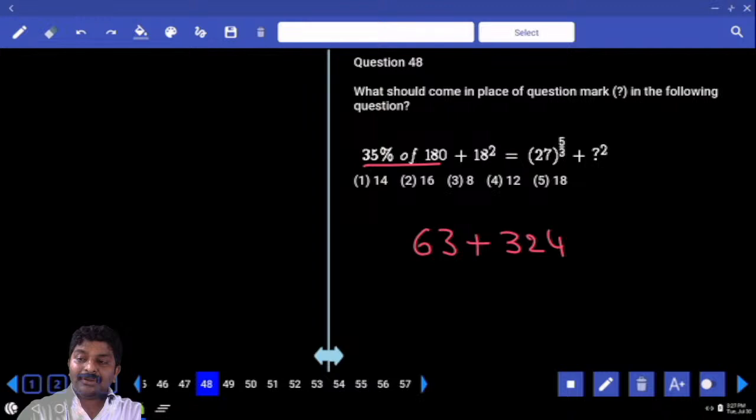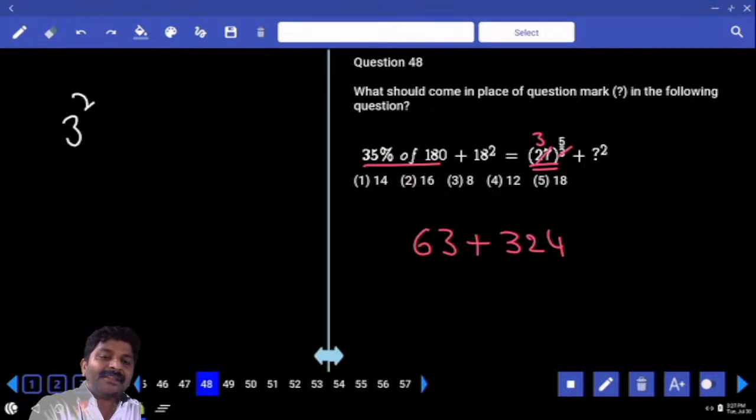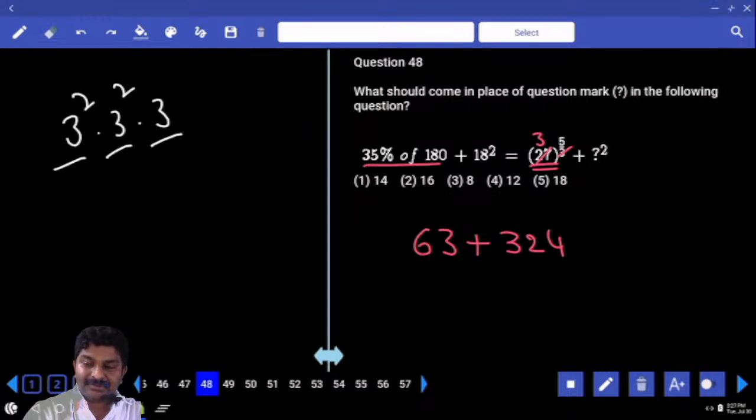324. 27 can be written as 3 cube, and exponent 5 by 3. Denominator 3 and 3 cube power 3 gets cancelled. What is left? 3 to the power of 5. What is 3 square? Can I write 3 power 5 as 3 square into 3 square into 3? This is 9 into 9, 81 threes, 243 goes to the left hand side and it becomes minus 243.